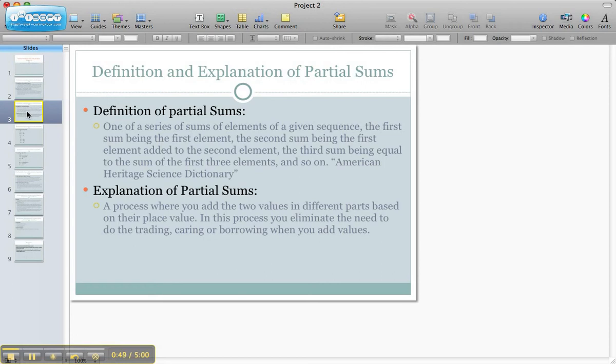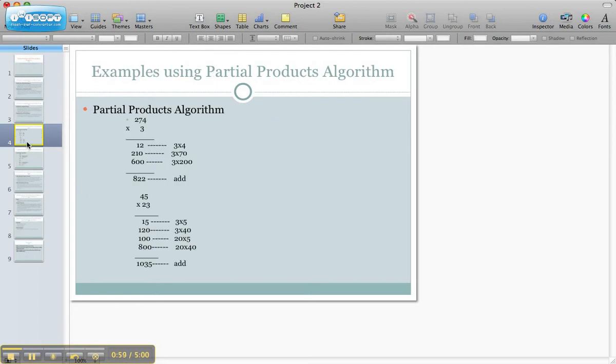Explanation of partial sums: a process where you add the two values in different parts based on their place value. In this process, you eliminate the need to do trading, carrying, or borrowing when you add values.